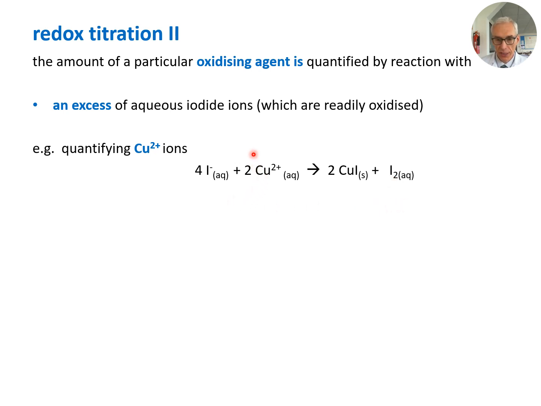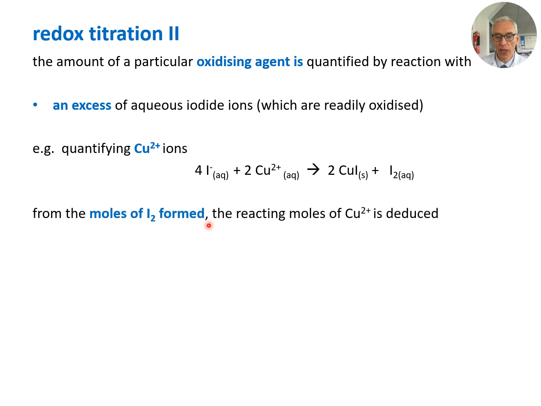So our basic method is to add an excess of iodide ions to the limiting reagent, which is the oxidizing agent, forming iodine. Now, the moles of iodine formed can be calculated by titration with thiosulfate, as we can see in a moment. So if we can work out the moles of iodine formed, then because we've got a reacting ratio of 1 to 2, we can work out the moles of copper 2+ that reacted to form those moles of iodine.